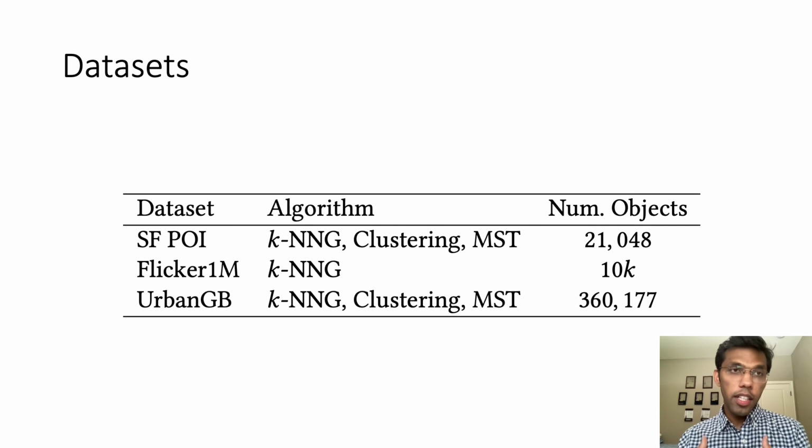Let's take a look at the datasets that we have used to validate our systems. We have used SFPOI, which has 21,000 objects, and it has been used in k-nearest neighbor algorithms, clustering, and MST. Flickr is being used for k-nearest neighbor, which has 10k objects. UrbanGB is being used for 3 different kinds of proximity algorithms and has 360,000 elements.